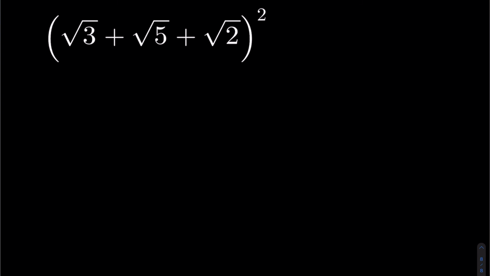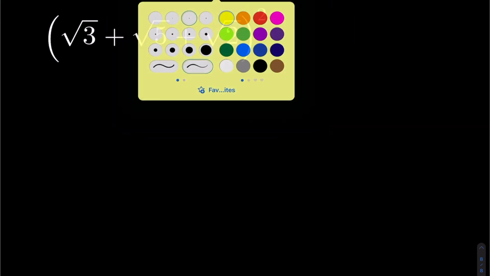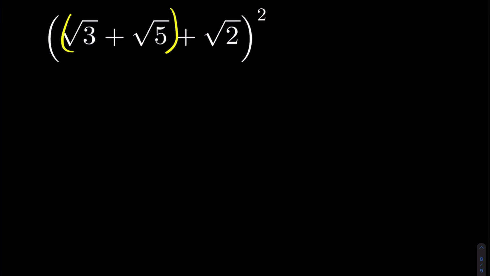So in our final example here, we're asked to expand and simplify the following expression. When you're in a situation where you're asked to expand out a trinomial, and this is to the power of 2, the general technique is to group two of these together. So for instance, I'm going to group together the root 3 and root 5. I could have easily grouped together the root 5 and root 2, or even the root 3 and root 2 together. But I'm going to just arbitrarily grab together the root 3 and root 5.